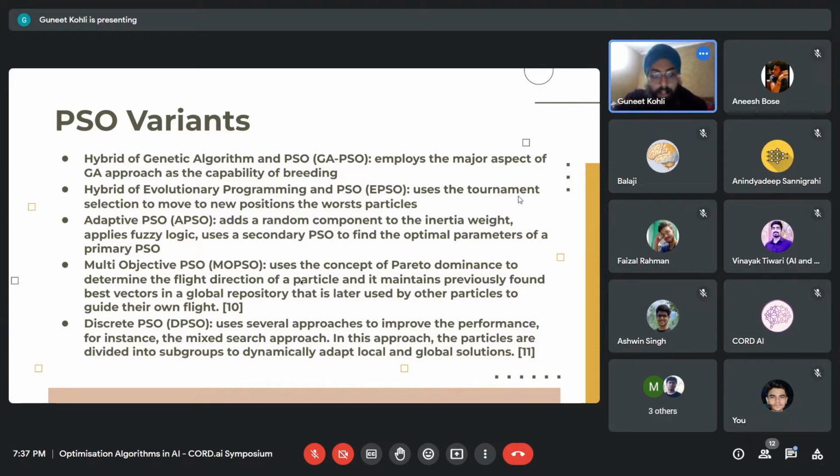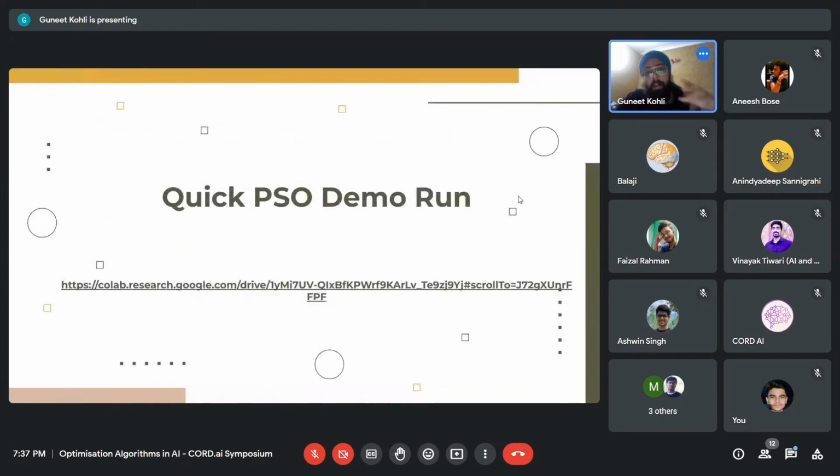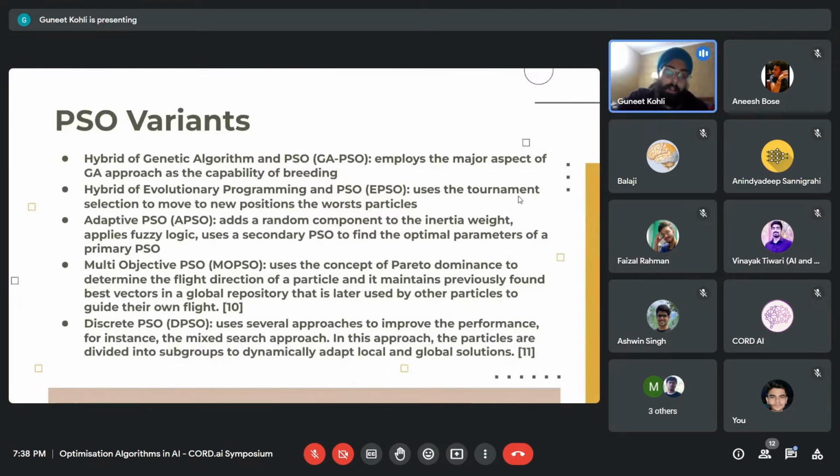So very important: adaptive PSO uses a random component for the inertia weight, and it applies fuzzy logic. Right now, what you saw, you saw me using deterministic parameters. I used C1, C2 to be 0.1 and 0.8 to be the weight of the inertia, this W here. But if you have an adaptive PSO version of it, you apply fuzzy logic to determine those parameters. So again, a simple variation.